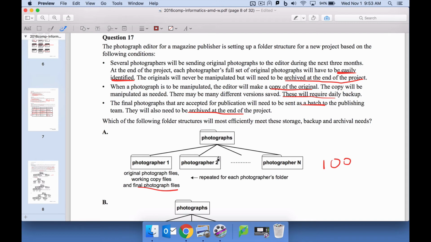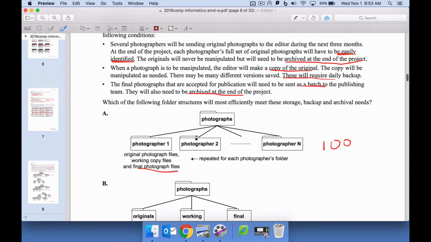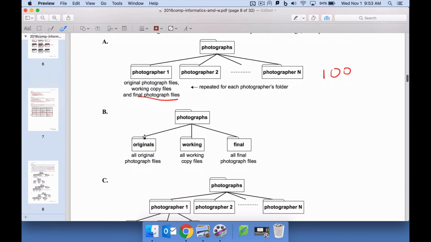So I'd have to go into 1, 2, 3, 4, all the way up to 100, copy those out, put them in another folder probably, or send them separately. I'm not sure how it would work here. So this probably isn't going to be the answer. Let's go to the next one.